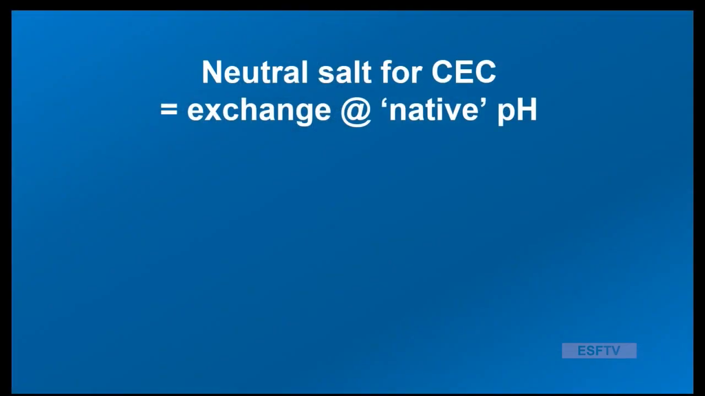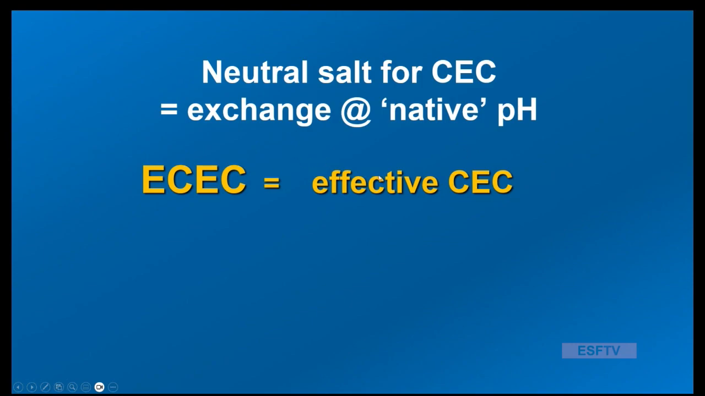And so let's think about doing that. We talked about using effective CEC. To do that, we use a neutral salt, so a neutral salt like ammonium chloride. So we'll pour ammonium chloride. Of course, we're not affecting the pH of the solution. We mix it up. We have ammonium and chloride. We drip that through the soil, and that's whatever the pH of the soil is. Maybe soil pH is 5, maybe it's 4. Whatever it is, the exchange takes place at that pH. We haven't adjusted it. That gives us our effective CEC, exchange at the native pH. Effective CEC. Okay.